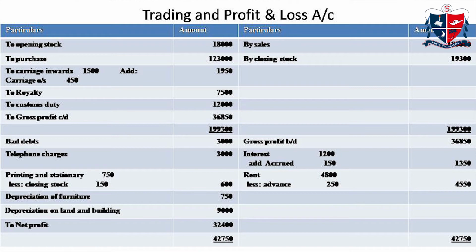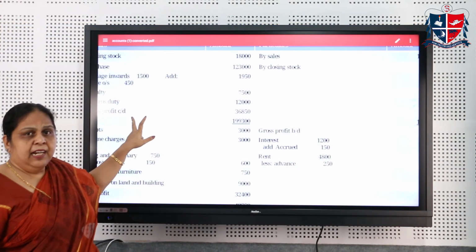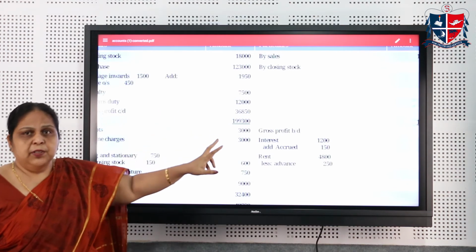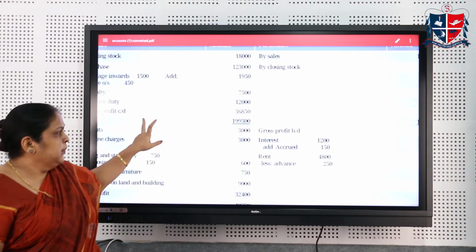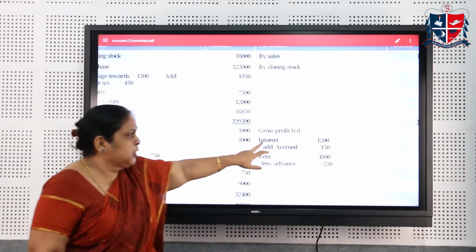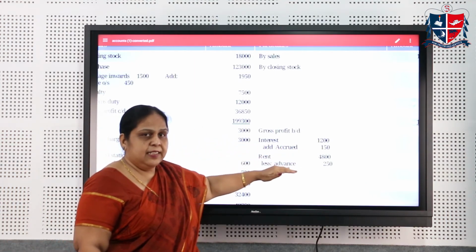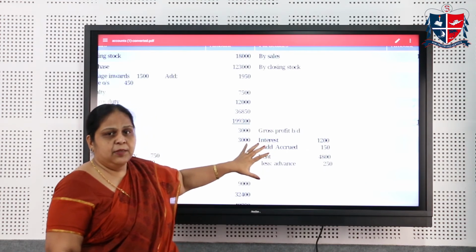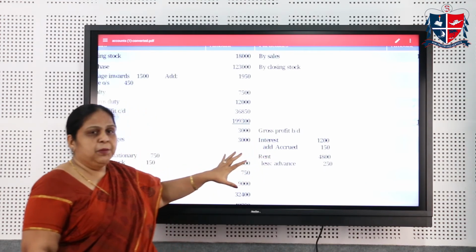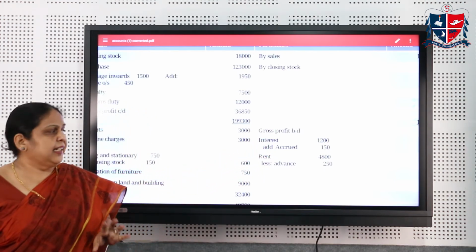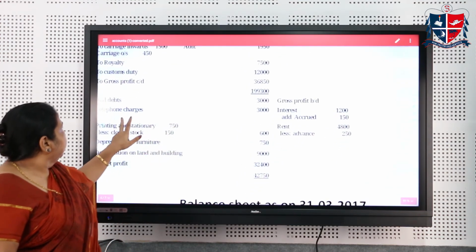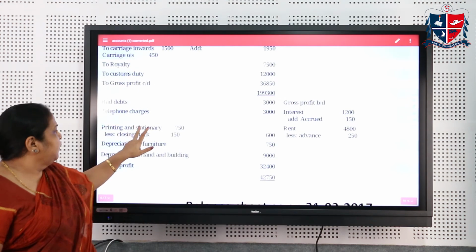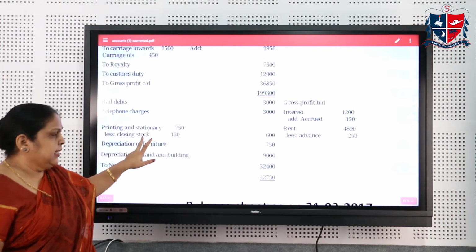When you close a trading account, you will be getting the balancing figure as either gross profit or gross loss. But in this case, we have got gross profit. So next you bring down the gross profit to the next section. And this section is the P&L account section. Okay, here you will be bringing in all the indirect expenses. So, what is it here? We have bad debts, telephone charges, printing and stationery.